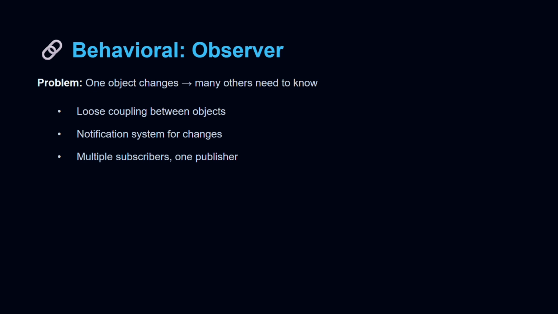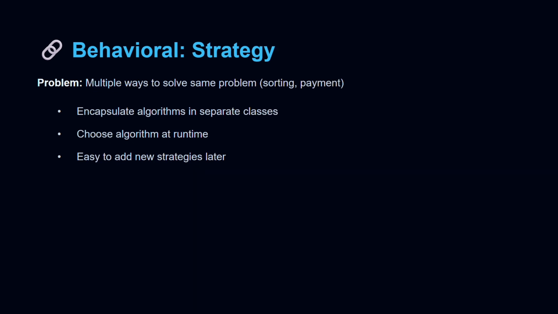And behavioral Strategy. Finally, the Strategy pattern is for when we have multiple ways to solve the same problem: sorting algorithms, payment methods, etc., and you want to switch between them at runtime. Strategy encapsulates algorithms. Each algorithm is a separate class, and it is chosen at runtime which one to use. Easy to add new strategies later.